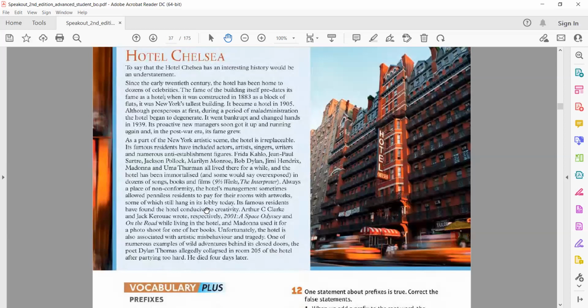Its famous residents have found the hotel conducive to creativity. Arthur C. Clarke and Jack Kerouac wrote, respectively, 2001: A Space Odyssey and On the Road while living in the hotel. And Madonna used it for a photo shoot for one of her books.